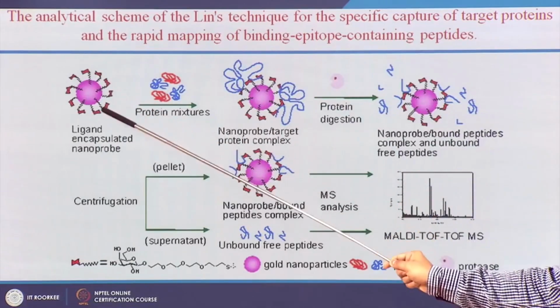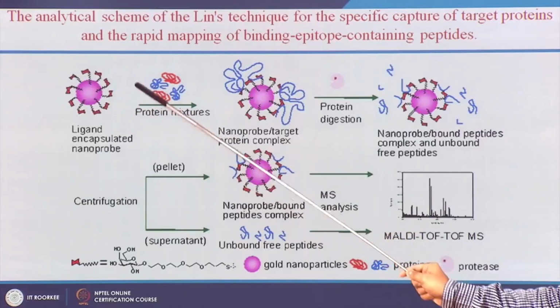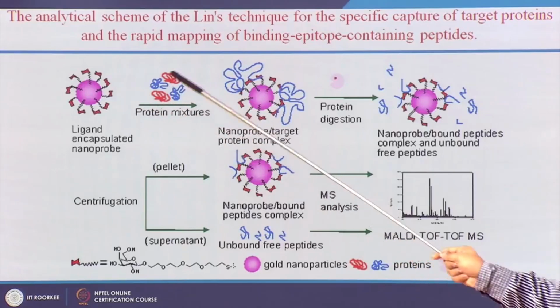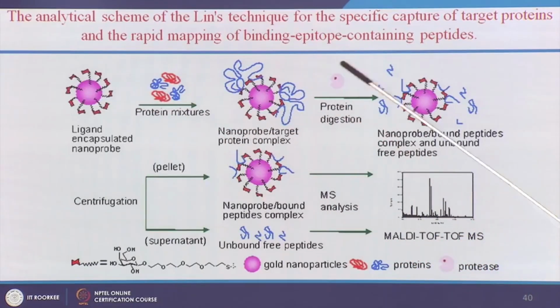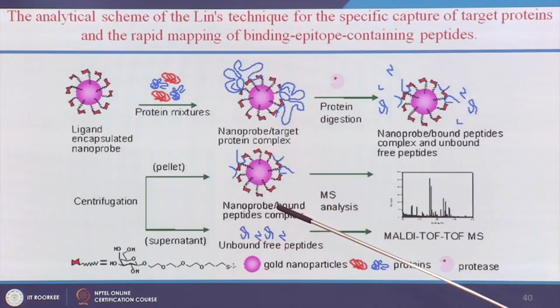So here this gold nanoparticle is coated with, encapsulated with your sugar molecule, and when you add the protein mixtures, the protein will come and bind. Okay. And when you add the protease enzymes, that will degrade all your unbound proteins, and when you do the centrifugation, you will get the unbound protein plus the protein which bound to the gold nanoparticle, and when you do the mass spectroscopic analysis, you will come to know which part of peptide is binding to this carbohydrate molecule and which is unbound free peptides.